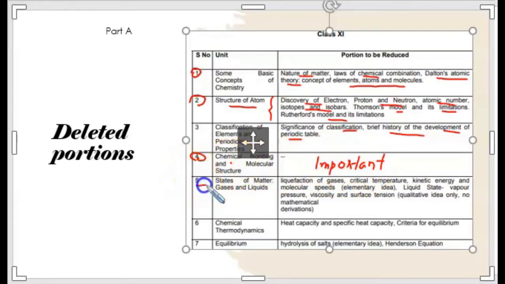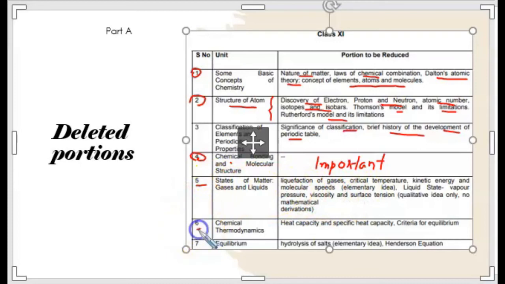And from the fifth chapter, states of matter: gases and liquids, liquefaction of gases, critical temperature, kinetic energy and molecular speeds, the liquid state, vapor pressure, viscosity and surface tension. This is a qualitative idea only, with no derivation. The mathematical derivation got reduced.